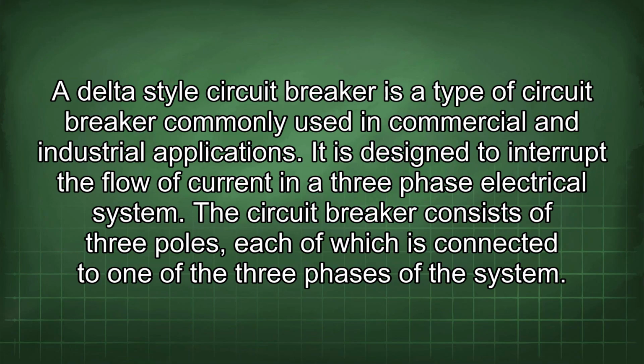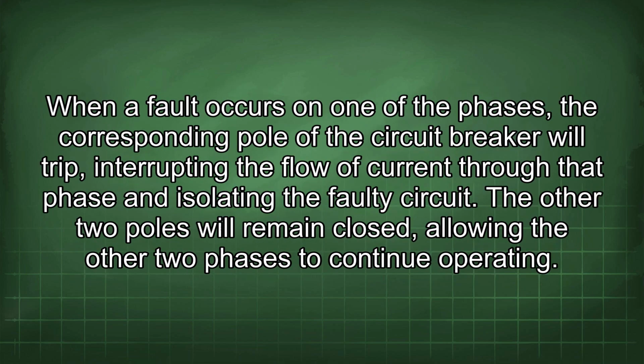A delta-style circuit breaker is a type of circuit breaker commonly used in commercial and industrial applications. It is designed to interrupt the flow of current in a three-phase electrical system. The circuit breaker consists of 3 poles, each of which is connected to one of the 3 phases of the system. When a fault occurs on one of the phases, the corresponding pole of the circuit breaker will trip, interrupting the flow of current through that phase and isolating the faulty circuit. The other 2 poles will remain closed, allowing the other 2 phases to continue operating.